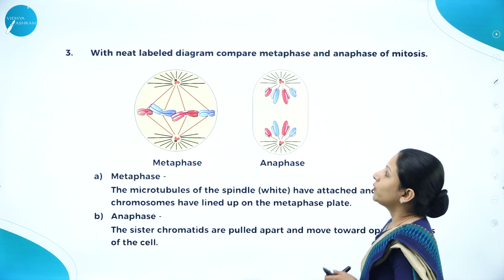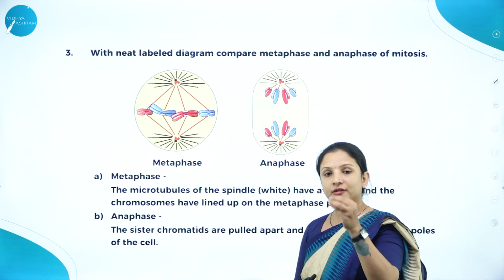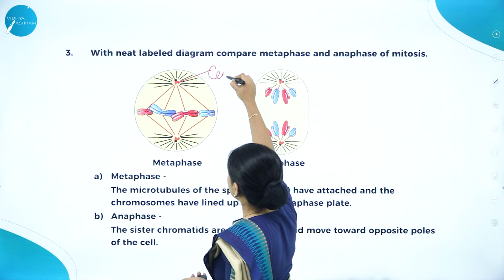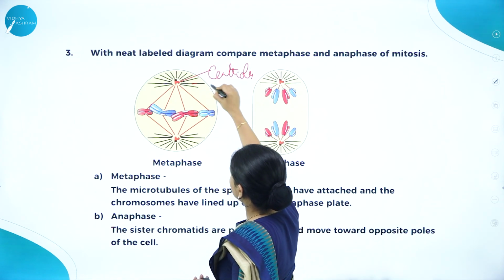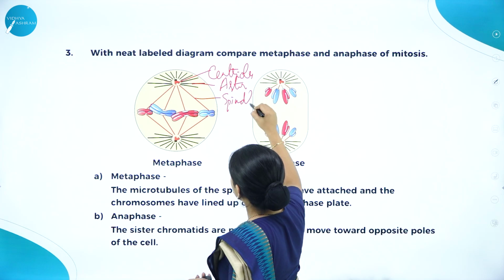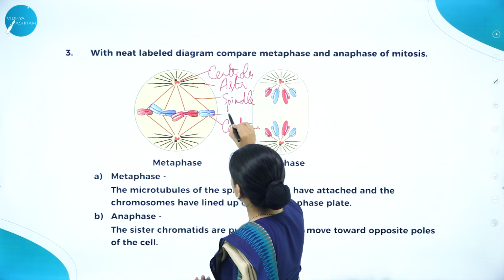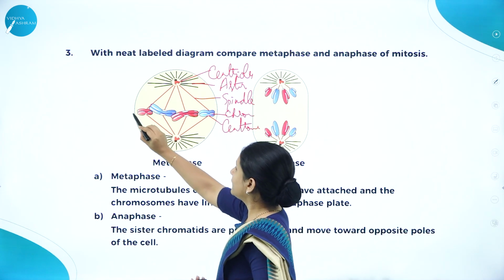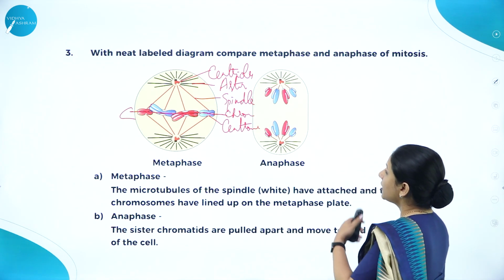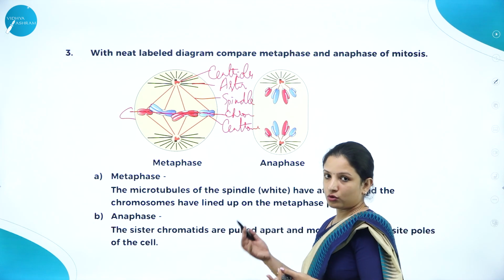So third question: with a neat labelled diagram, compare metaphase and anaphase of mitosis. So you have to draw the diagram of metaphase and anaphase. It's quite easy. You need to draw the centrioles, then these are the asters, then you can draw the spindle fibers, and this is the centromere, then the chromosome, all this, and you have to draw the chromosomes on a plane, that is the metaphase plate, where they will be aligned. And for anaphase, the same thing, but the chromosomes would have moved to the opposite pole.